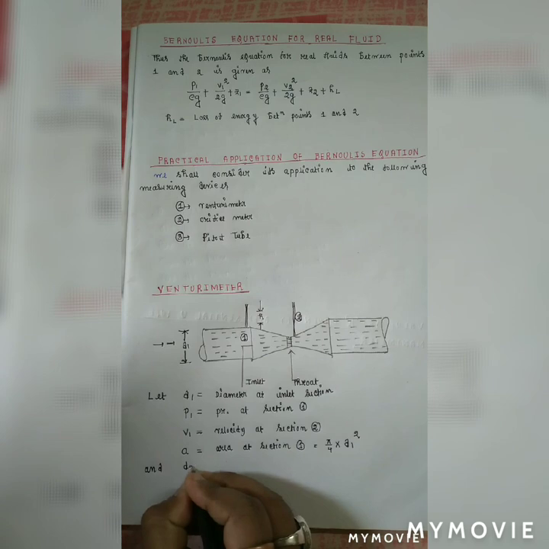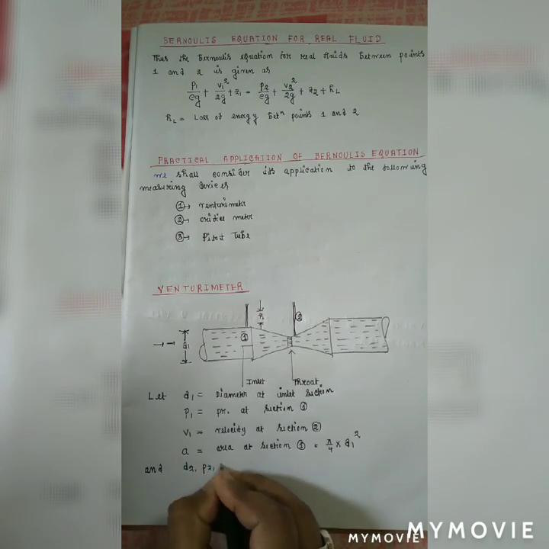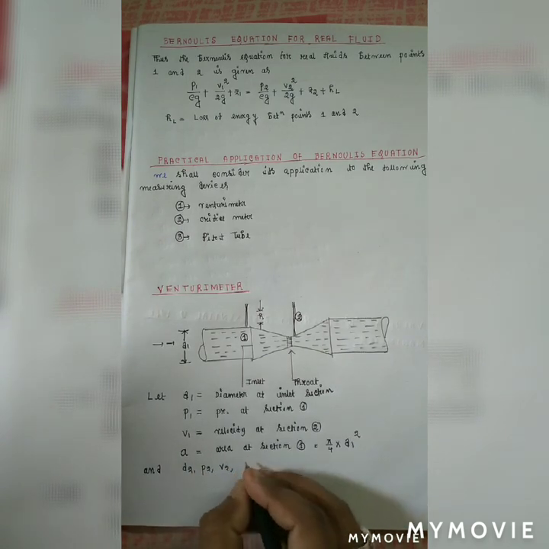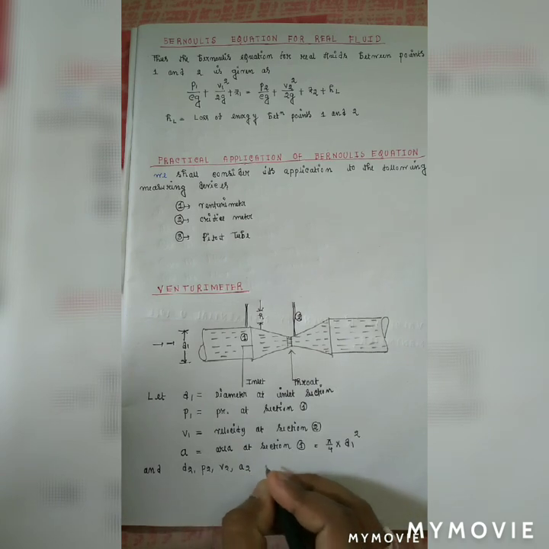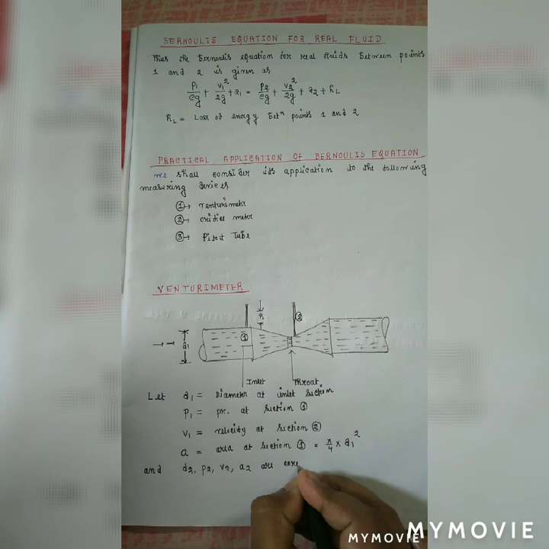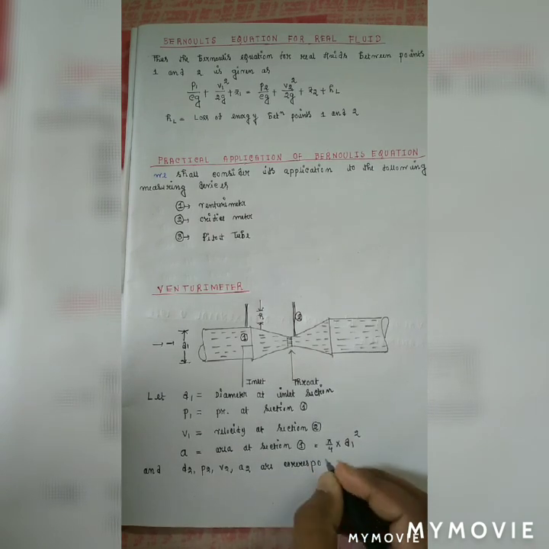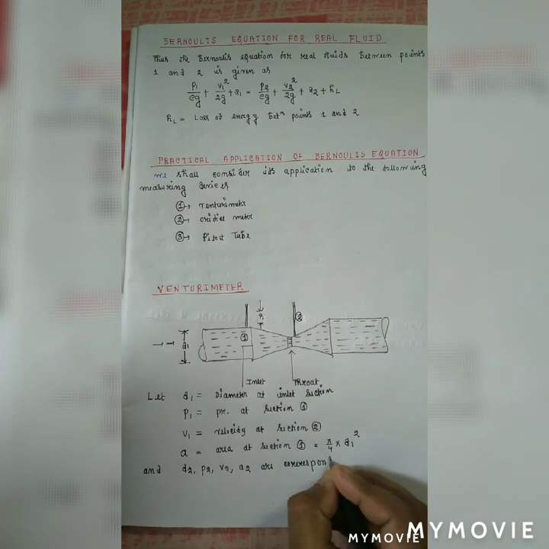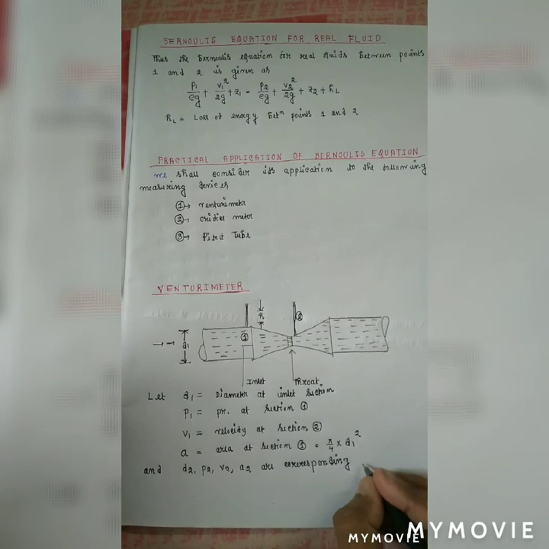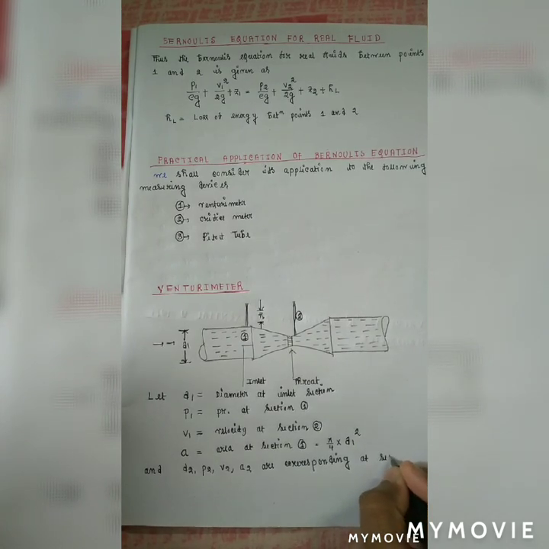Now for section 2, that will be d2, p2, v2 and a2, the corresponding values at section 2.